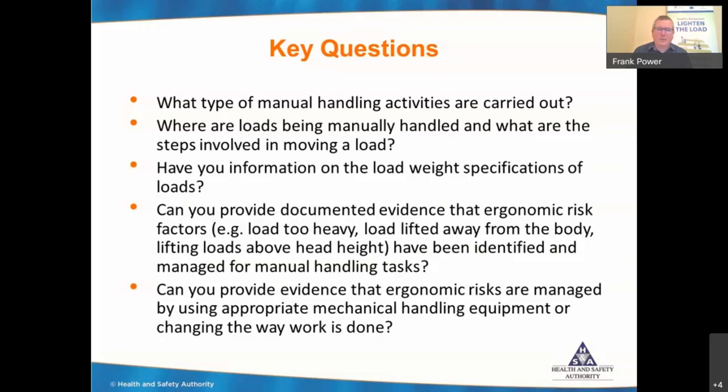Can you provide documented evidence that ergonomic risk factors, such as load too heavy, lifted away from the body, posture, have been identified, and are you managing those risks? Can you provide evidence that the ergonomic risks are being managed by using appropriate equipment or changing the way that work is done to reduce the risk exposures?